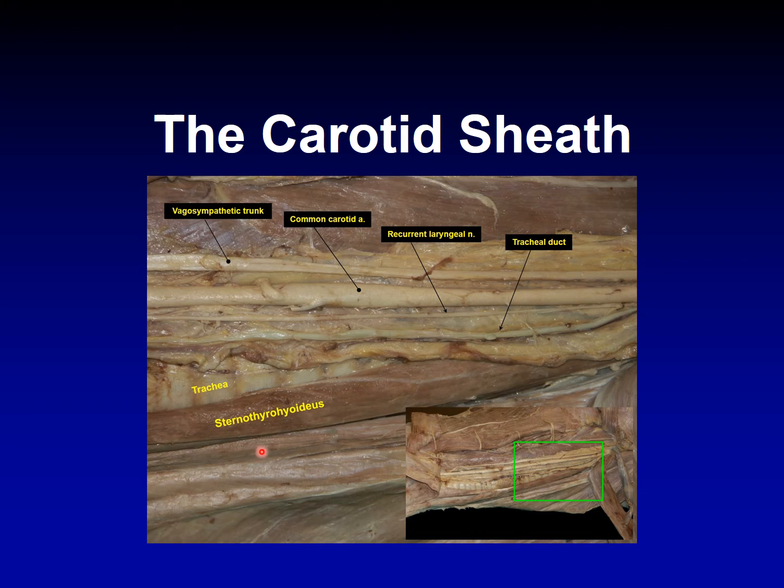So the carotid sheath contains a number of very important structures, such as the vagosympathetic trunk, vagus nerve, and the sympathetic innervation, the carotid artery, the recurrent laryngeal nerve, and then the tracheal duct or the thoracic duct.